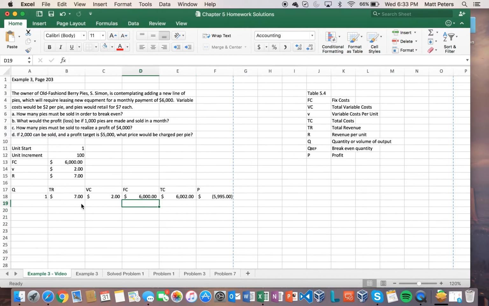Okay, so now we want to build this chart for additional quantities. So we're going to come over here underneath the 1 and do equal this plus, we want our unit increment. Hitting F4 to get the dollar signs and then enter. So see how we're starting with 1 and we're going 100 at a time.